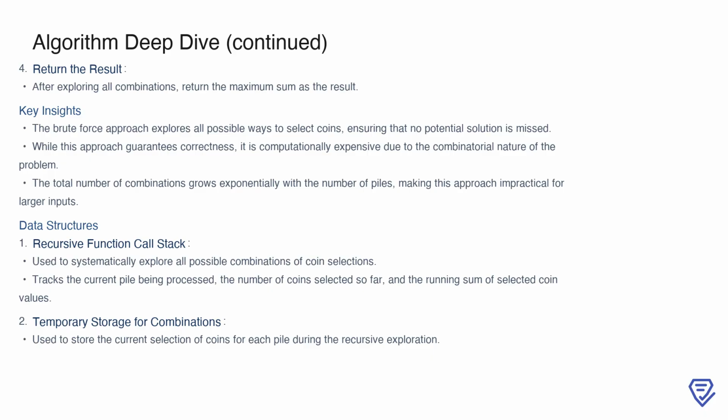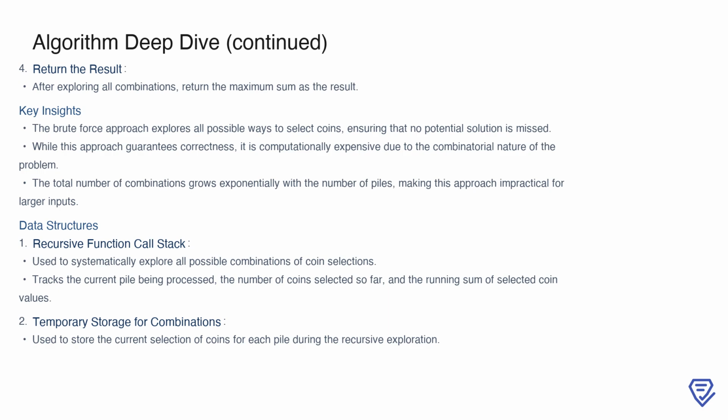To implement this approach, we rely on a recursive function and its call stack, which allows us to systematically explore all possible combinations of coin selections. The stack keeps track of which pile we're currently processing, how many coins we've selected so far, and the running sum of their values.